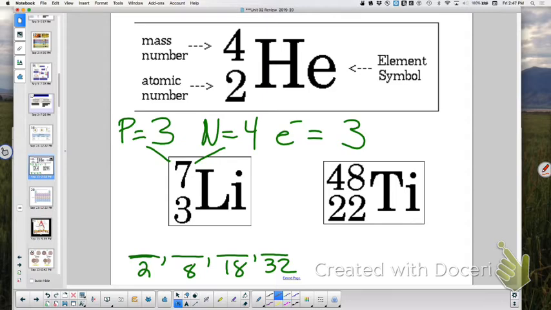How many are going to play in the first level? 2. How many in the next level? 1. There we go. So this tells me how lithium is going to behave. He needs to share with somebody who has 7, or he could ditch it, right? So these are the things, this tells you what it's going to do.